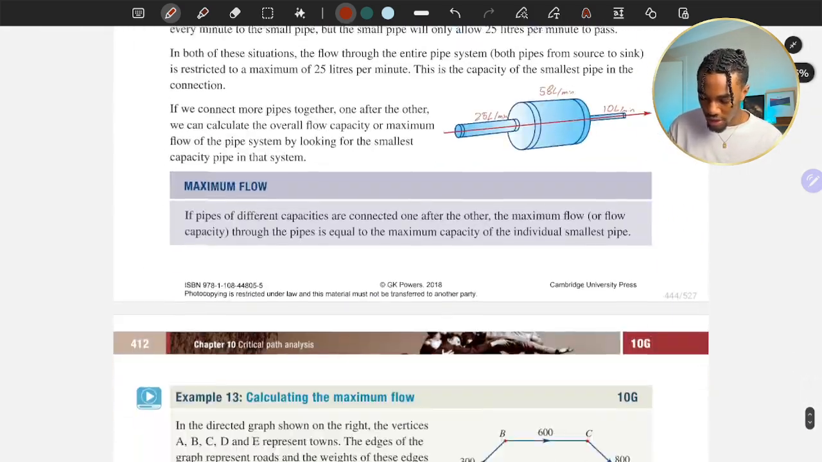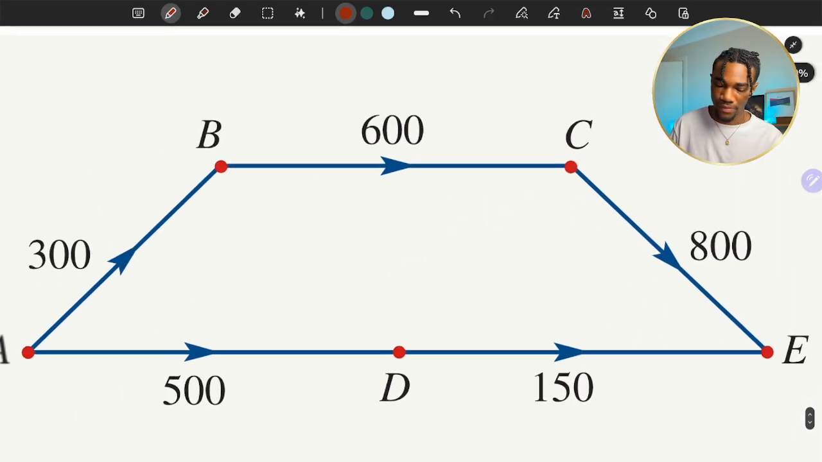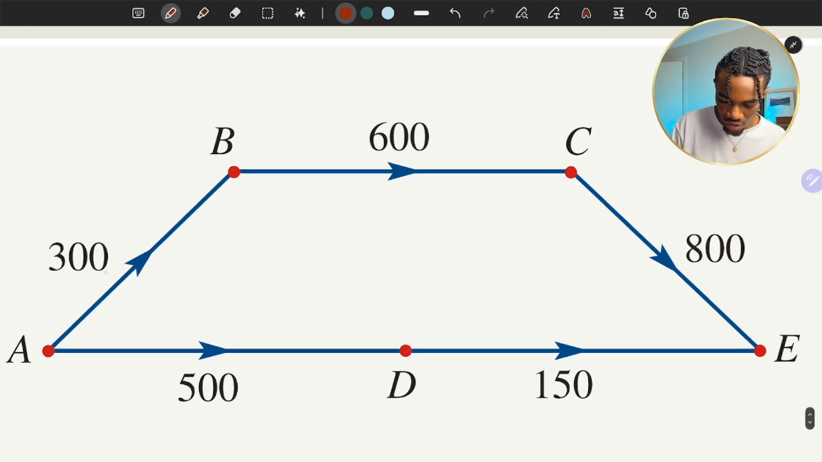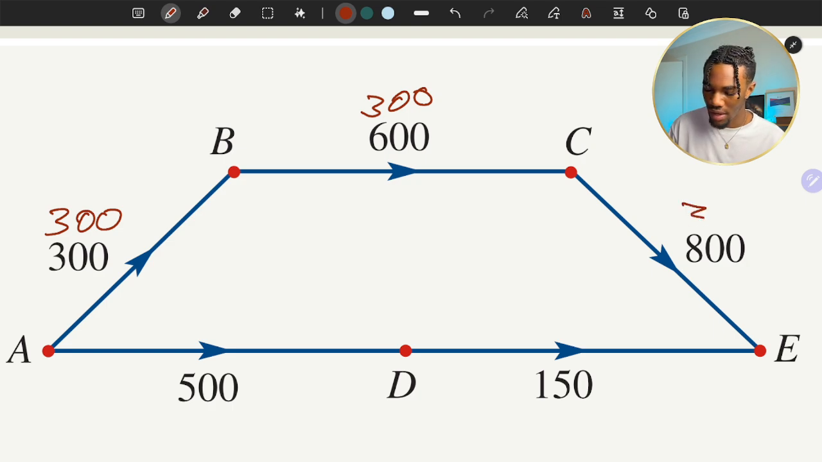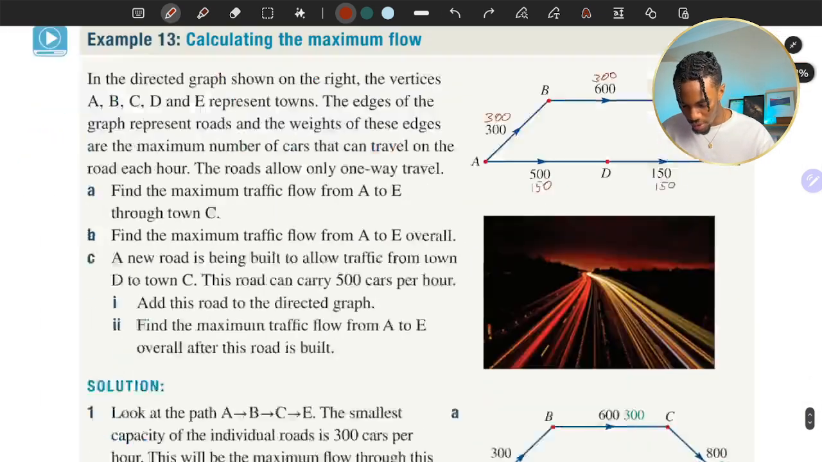And so if we come to questions like this, it's the same kind of theory. Have a look at this. How much can we fit through here? We can fit 300 in here, so 300 is going to flow through here. What about this bottom one here? We're going to fit 150 in here, 150 in here, because this is capped at 150. All right, so let's keep going.